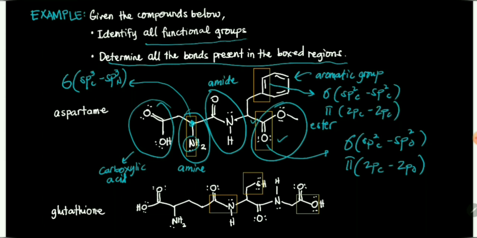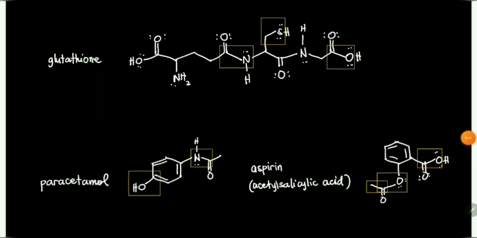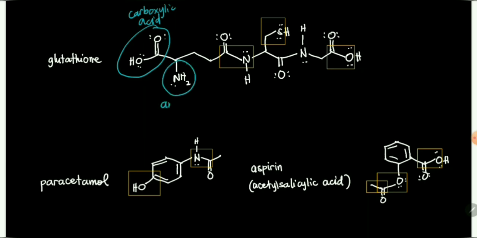So those are the bonding in the boxed regions. Okay? So now, i-identify naman natin yung mga functional groups sa glutathione. So tingnan muna natin dito, meron tayong carboxylic acid. Okay? And then we have here the amine. Okay, so emphasize natin yung kasama dapat yung carbon. Okay? Ayan. And then we have the amide.